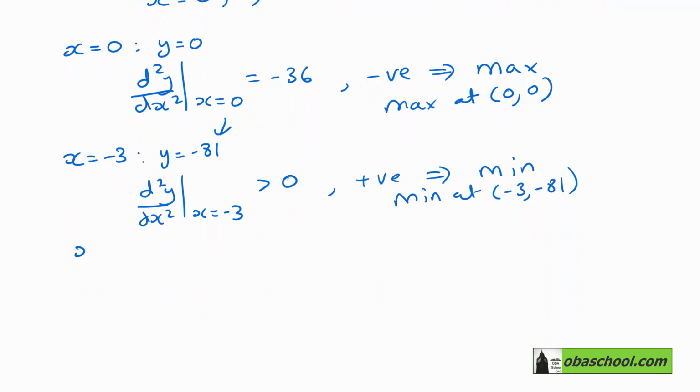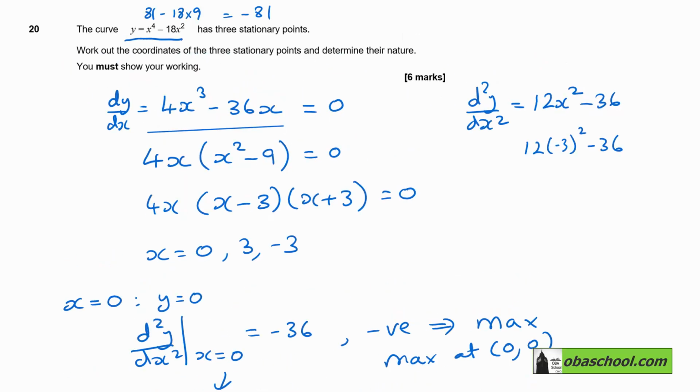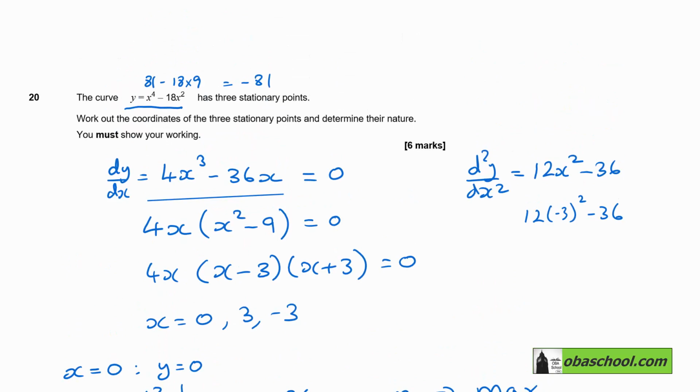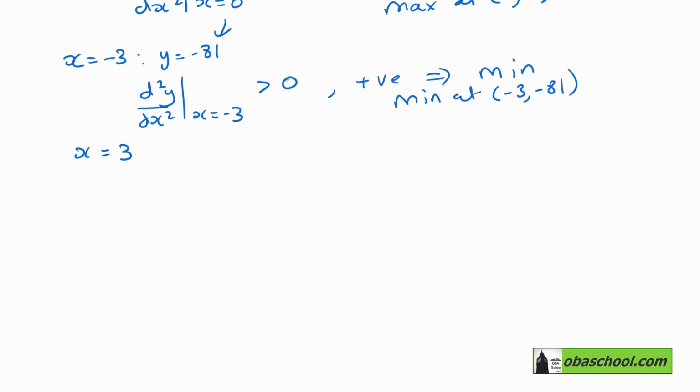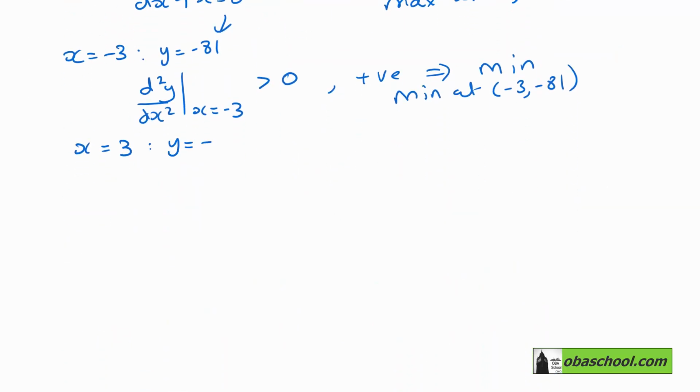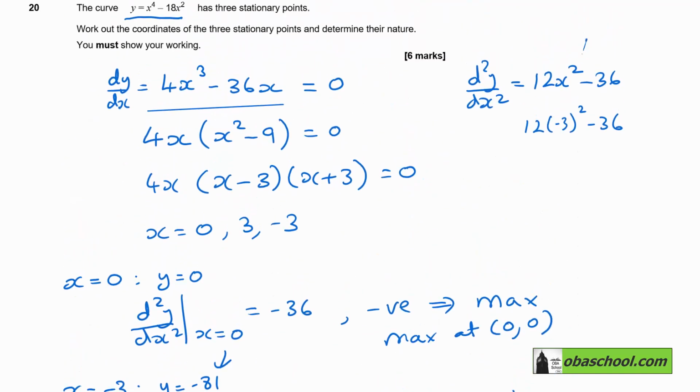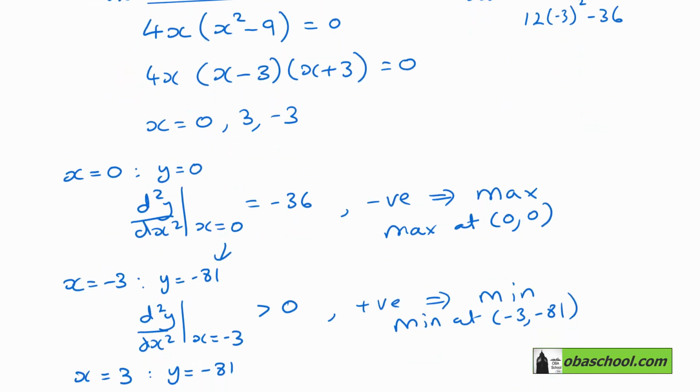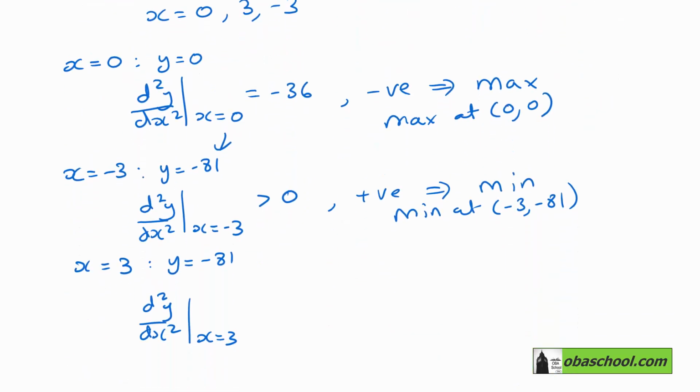And then we've got x is equal to 3. Now, because those things up there were x to the 4 and x squared, it's going to give us the same result. So we're going to have that y is equal to negative 81. And d2y dx squared, given x is equal to 3, again, because here we had a squared, it's going to give us exactly the same result. In other words, it's going to be positive, and positive implies a minimum at 3, negative 81.